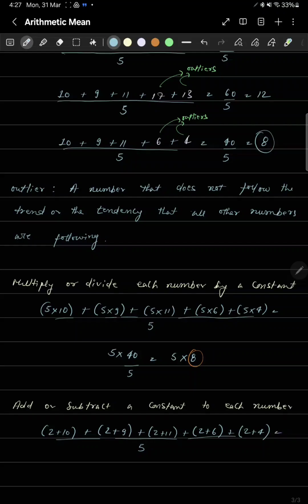What you would get here is 10, right? You can try and calculate this, but the original average was 8, right? So, and 10 is 8 plus 2. So what we can deduce is that if we add or subtract a constant to each number, the average would also get incremented or decremented by that amount or by that constant number.